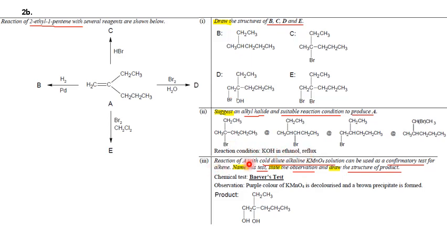Number 3. Reaction of A with cold dilute KMnO4. This one will form a diol, so it can be used as a confirmatory test. This is the Baeyer test, so name this test: Baeyer test. The observation: purple color of KMnO4 is decolorized and a brown precipitate of MnO2 is formed. And draw the structure of the product. Simple, the carbon-carbon double bond becomes a single bond, forming a diol.